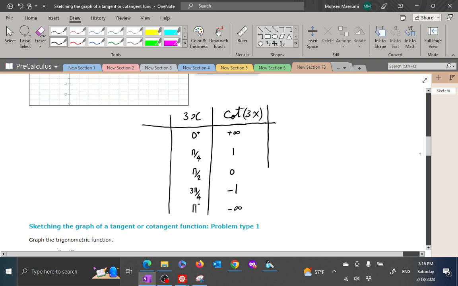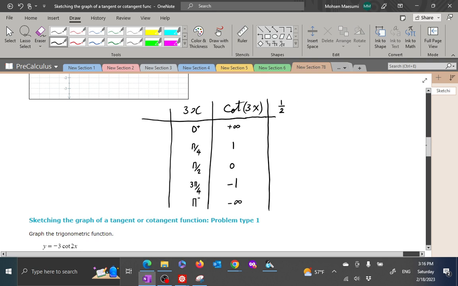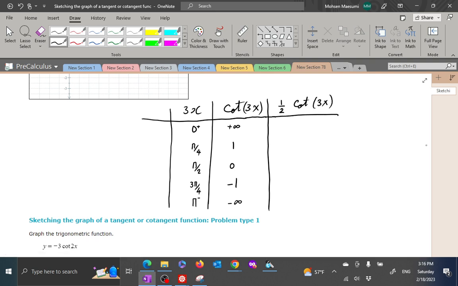Okay, so what is it that we are trying to graph? We are trying to graph 1/2 of cotangent of 3x. Half of infinity, of course. Like if you're a billionaire and you divide your money by 2, you're probably still a billionaire. So 1/2 of infinity is infinity. This is half, 0, minus half. And also if you are in infinite debt and somehow half of it is forgiven, you still are in infinite debt. So x is going to be a third of these things.